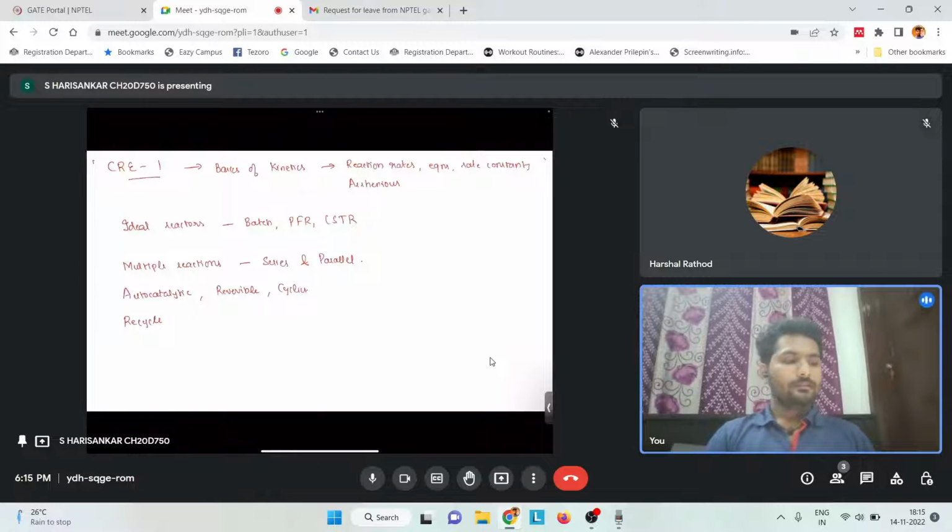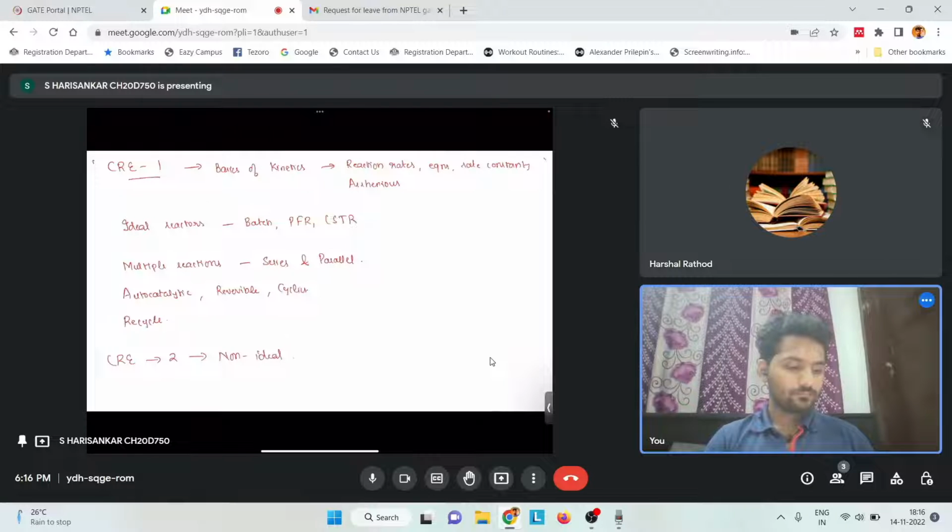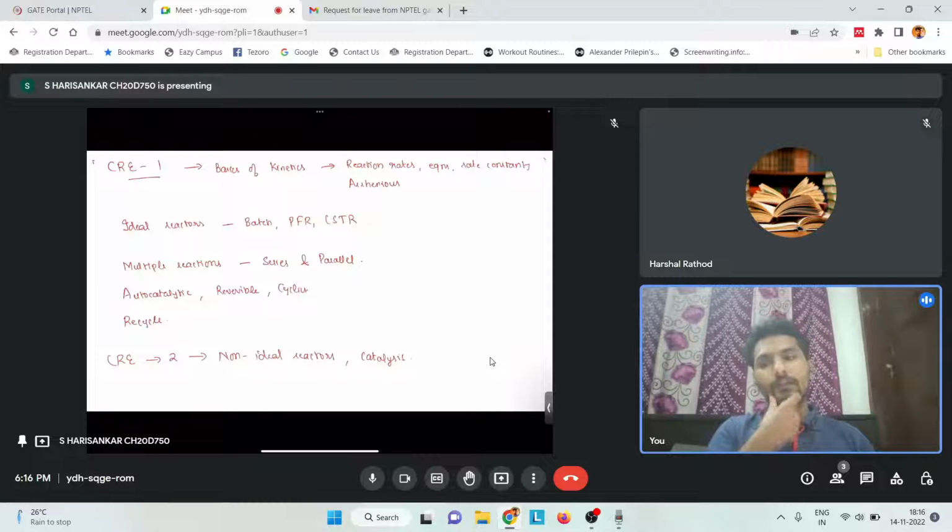So CRE2 is probably next in the course for us. CRE2 basically deals with non-ideal reactors, and it also deals with catalysis. So these are the two main topics in CRE2. So we'll look into that.